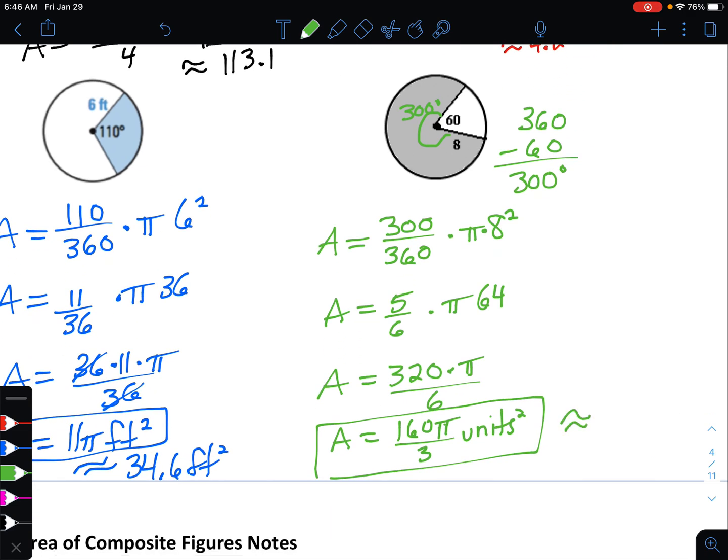If you did want to know what that was as a decimal and type it into your calculator, it does end up being about 167.6 units squared.